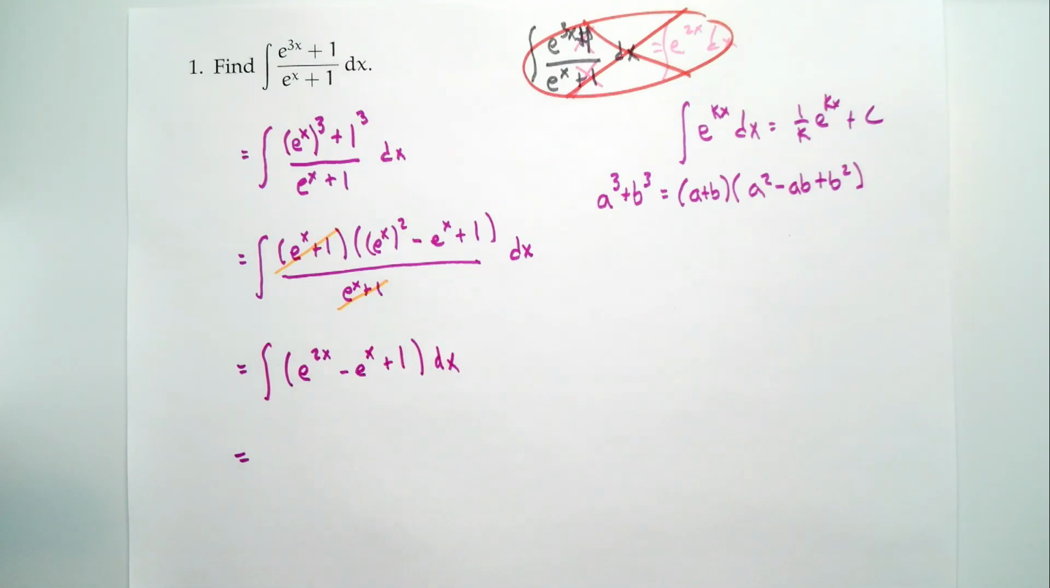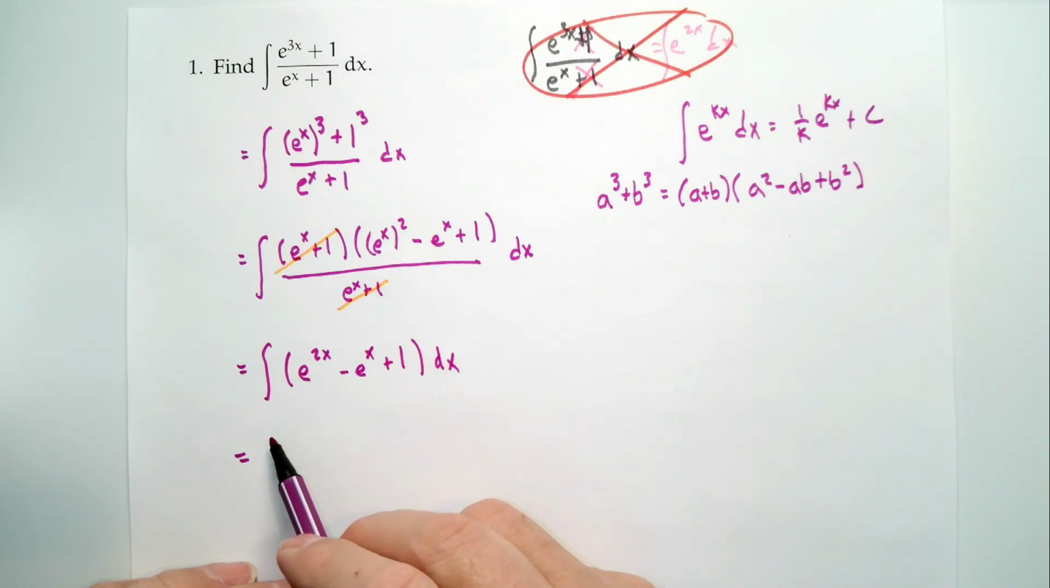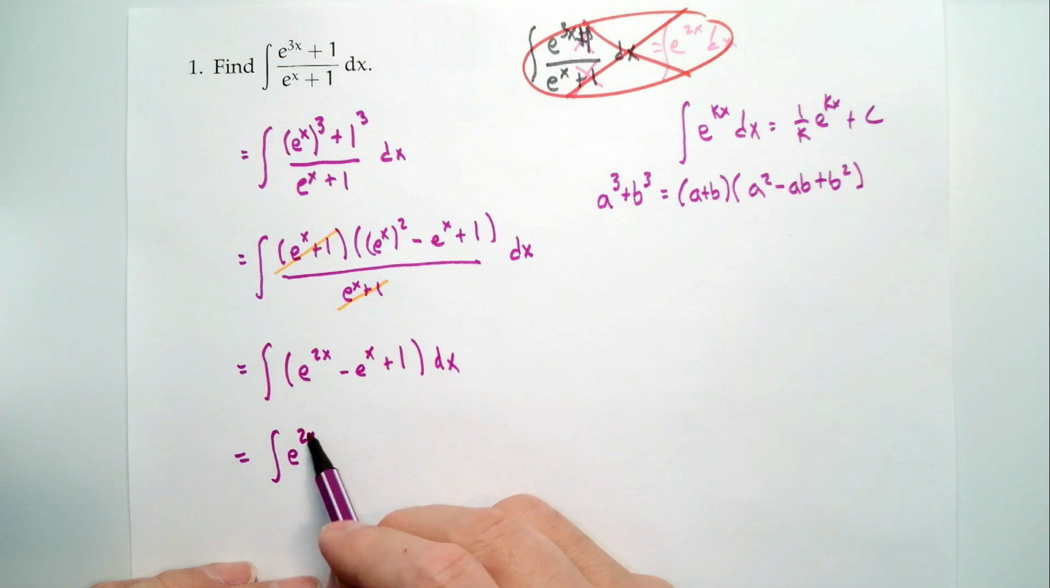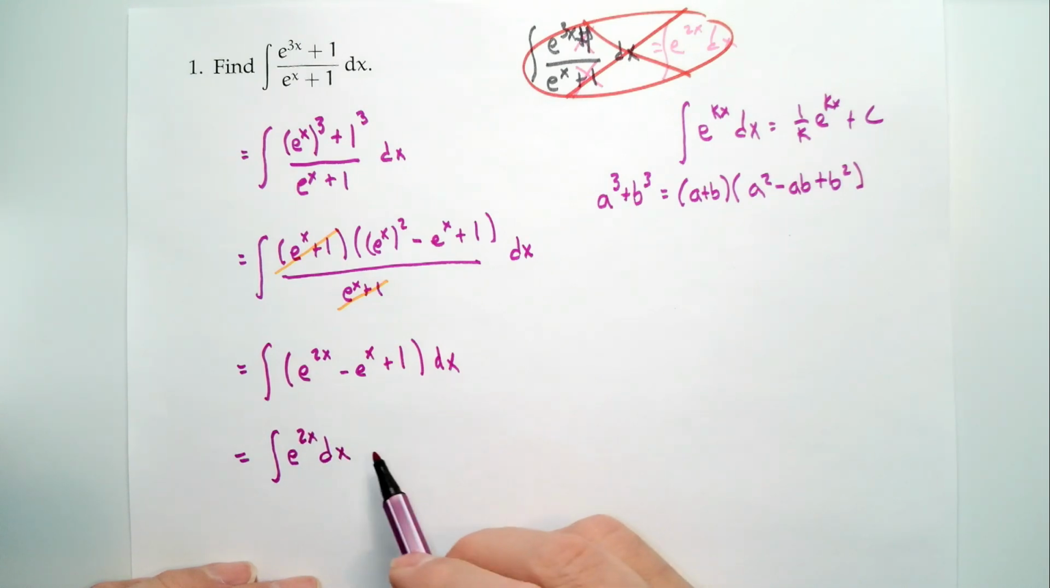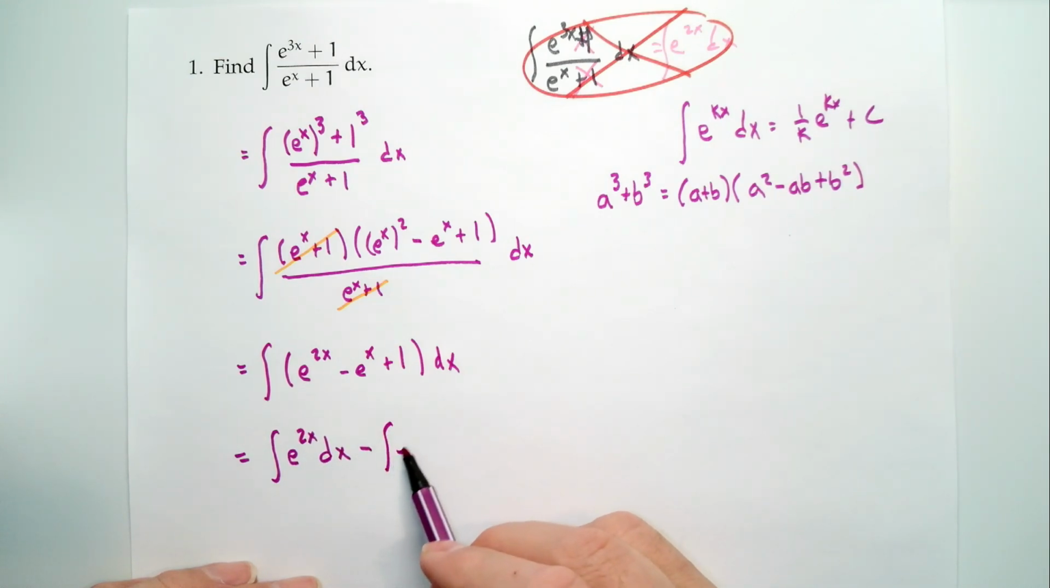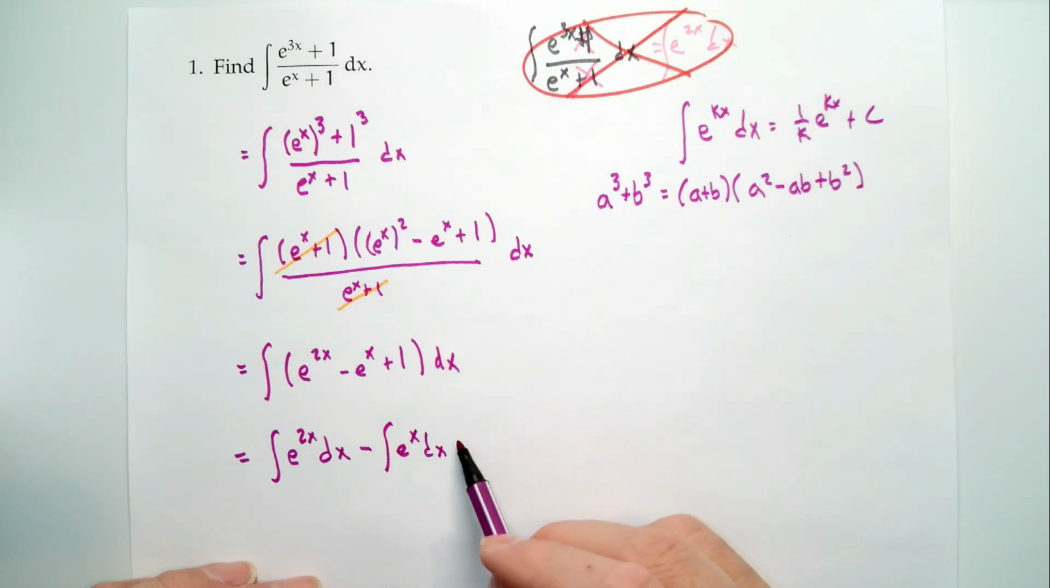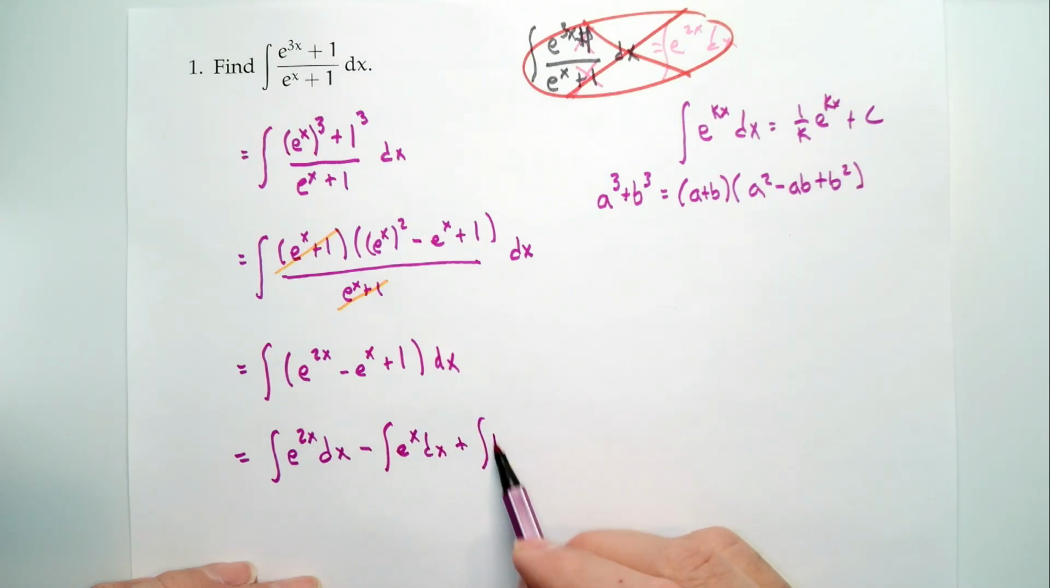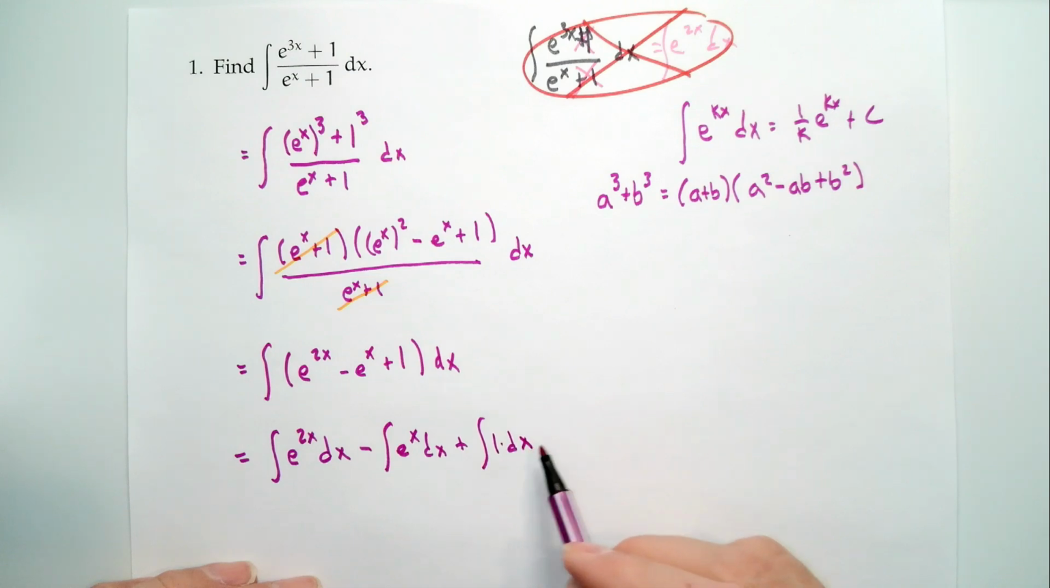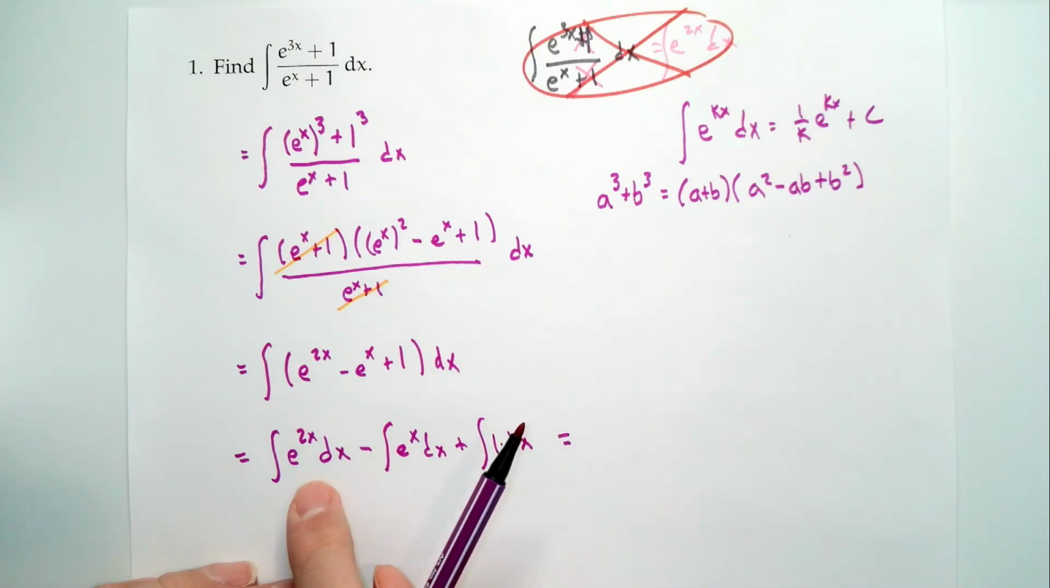We can break up and do integration over addition and subtraction, where we just think of it as little 3 separate pieces. So integral of e to the 2x dx minus the integral of e to the x dx, then plus the integral of, all right, 1 dx. And now each piece is simple.